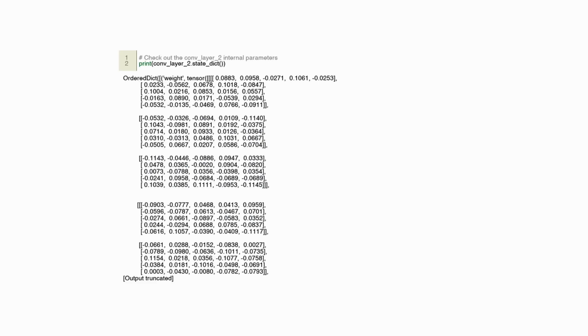This code prints out the internal parameters of the conv layer 2 in the form of a PyTorch state dictionary. This dictionary contains the information about the weights and biases of the convolutional layer. These parameters are learned through the training process and are used to transform the input data into meaningful features. By printing out these parameters, we can analyze and better understand how the convolutional layer is processing the input data and potentially make improvements to the model.